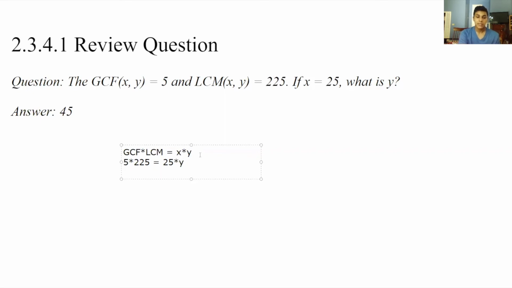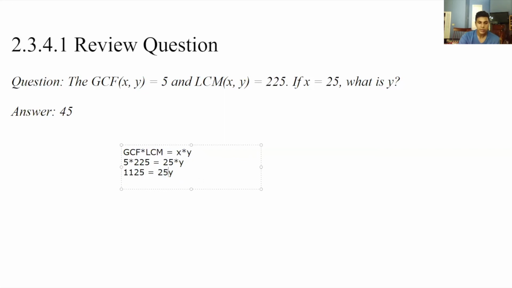So the next step is to multiply 5 times 225, just to simplify our equation. So 5 times 225 will be equal to 1,125. Then that's going to equal 25y. And now this is a little bit of basic algebra. Basically, we want to get y all on its own, right? We don't want to find the value of 25y. We want to find the value of just one y.